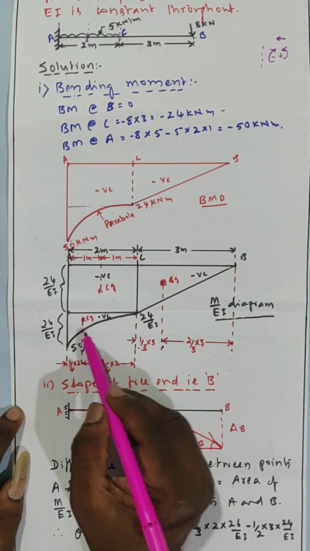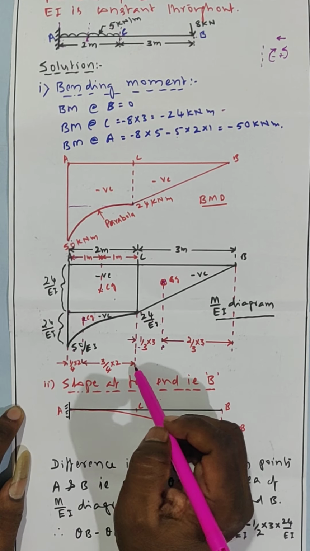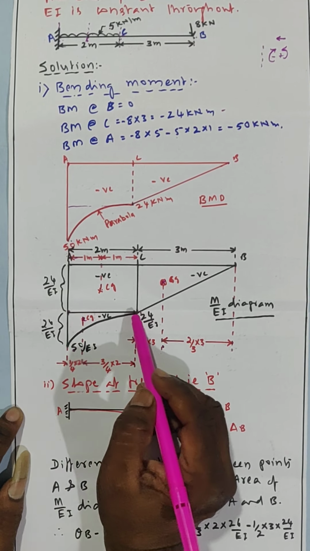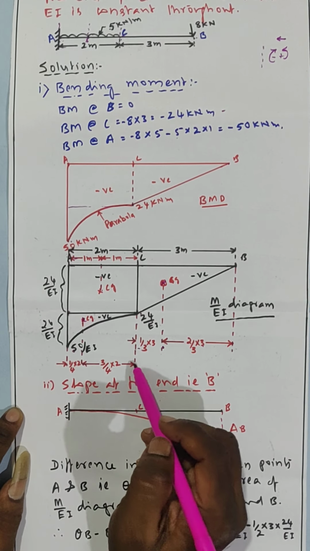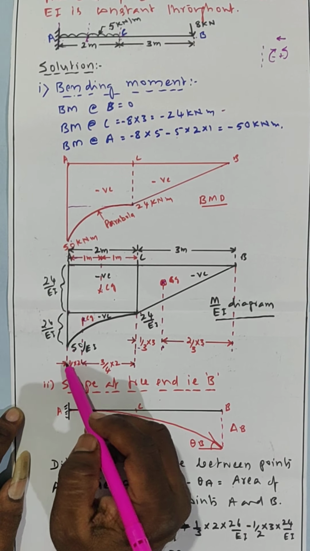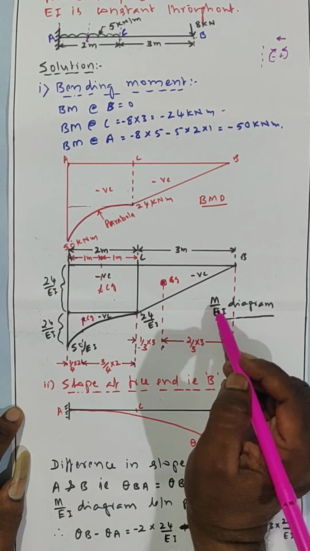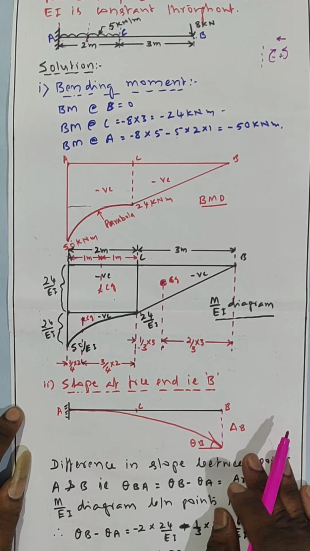This is the CG distance. For this type of parabola, the CG distance is at a distance of 3/4 of 2, this distance. 3/4 of 2 is the CG, and from here it is 1/4 of 2. I marked all the CG points in the M over EI diagram. This is called the M over EI diagram.